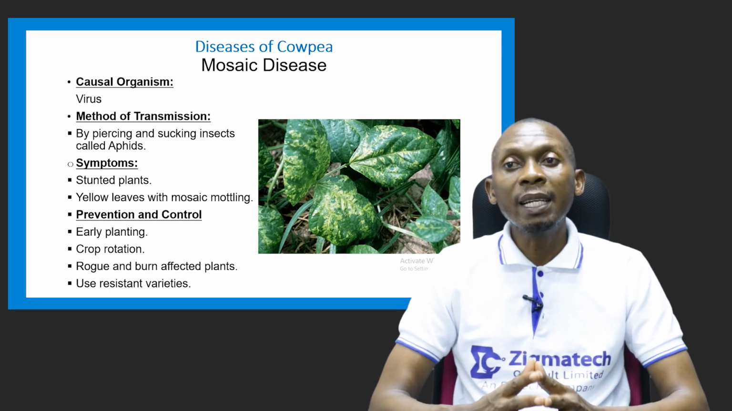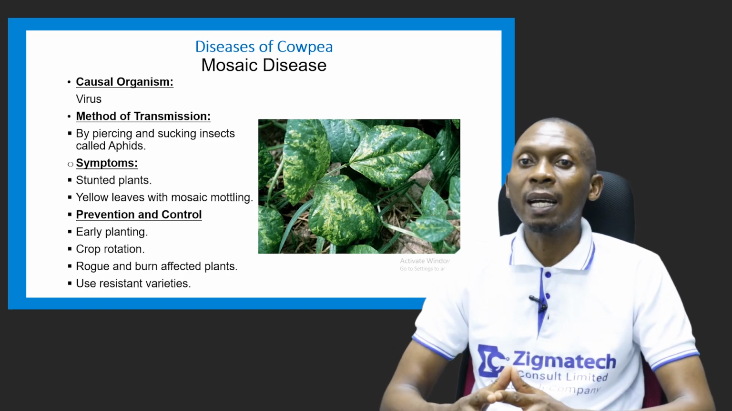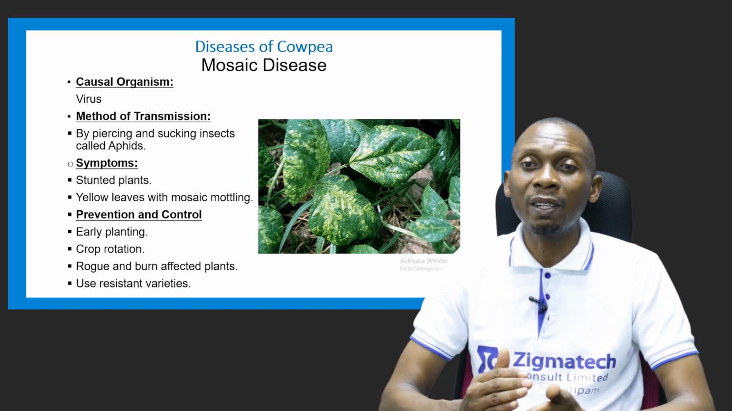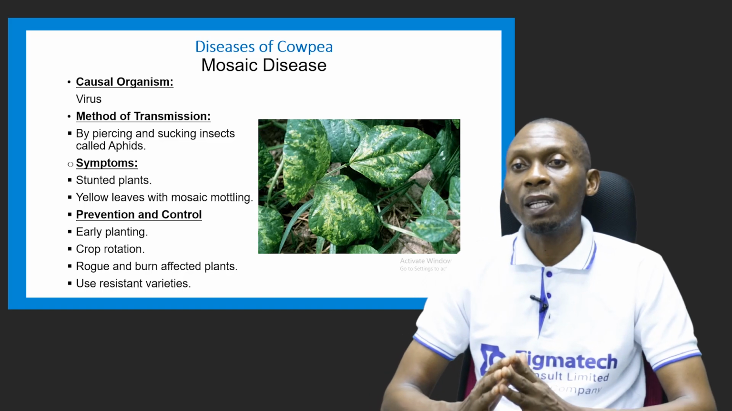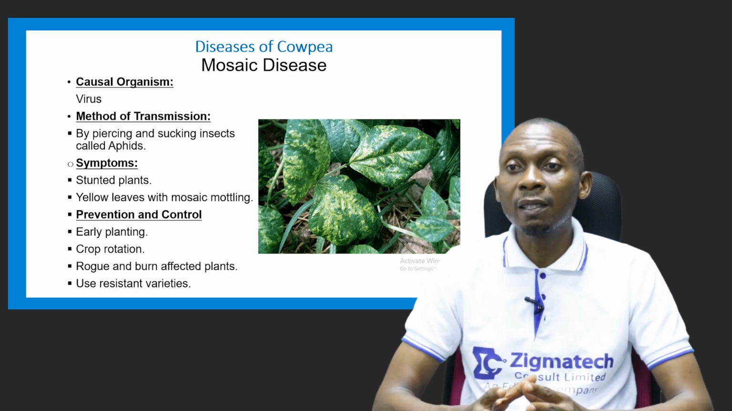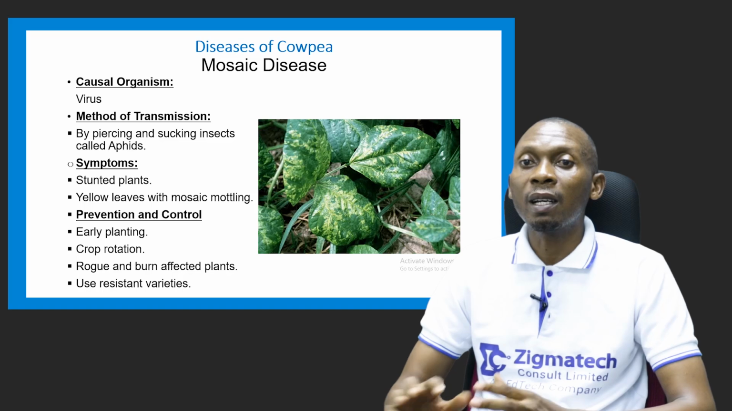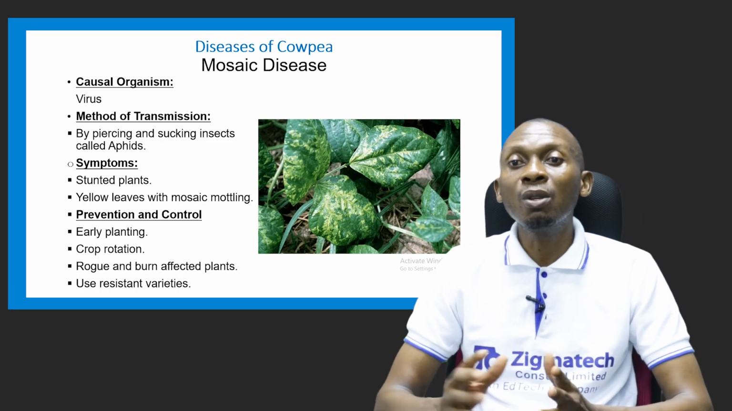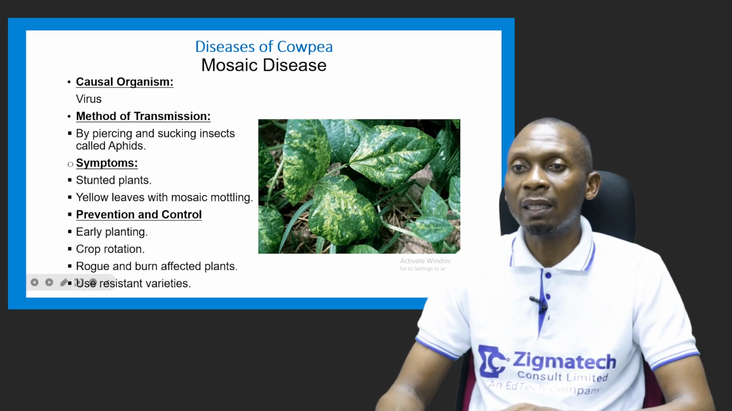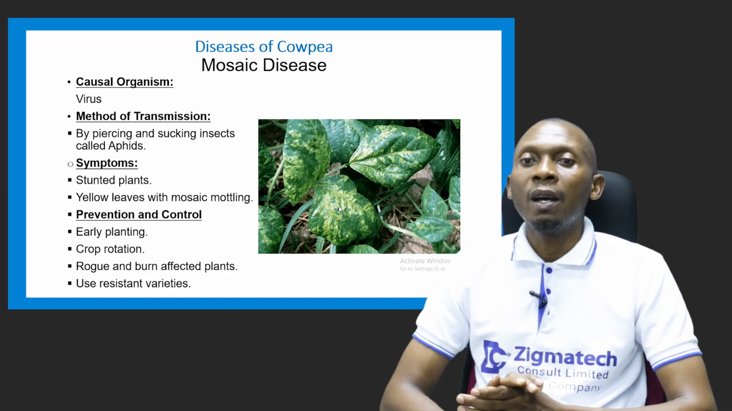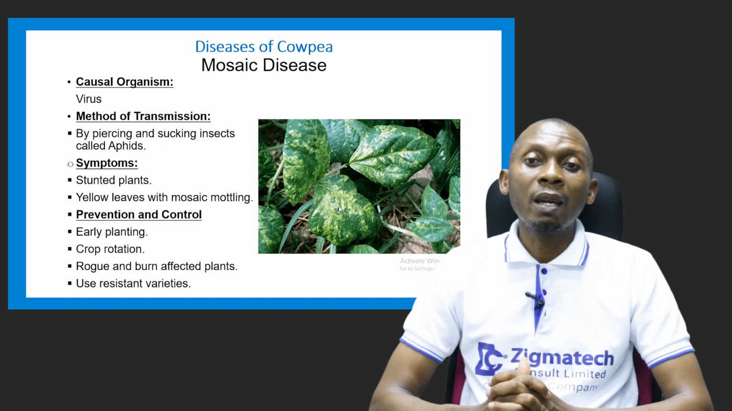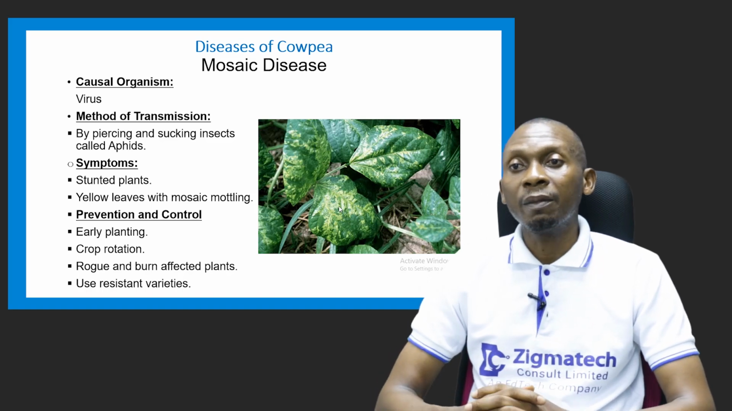So cowpea mosaic disease is caused by a virus, and remember I mentioned earlier that viral diseases are usually spread through insects. So here it is spread by piercing and sucking insects, usually aphids. And here the symptoms are stunted plants with yellow leaves with mosaic mottling. You can see the yellow leaves with some mosaic and mottling on the leaves. And it's prevented by early planting, when you plant early enough.